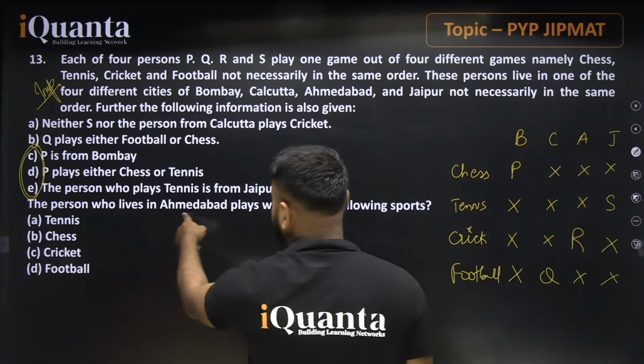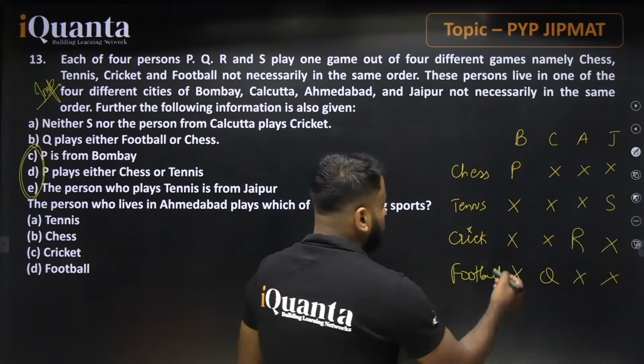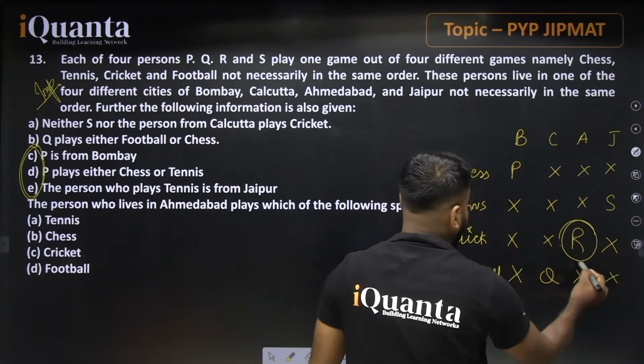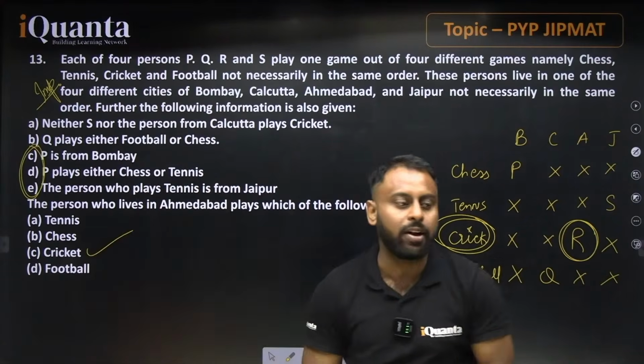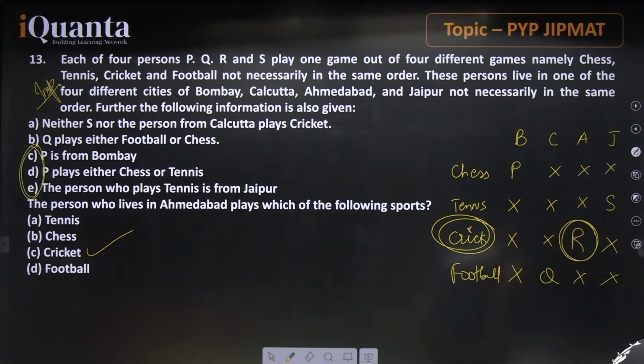So the person who lives in Ahmedabad plays which of the following sports? The person who is living in Ahmedabad is R and he is playing cricket. So cricket is the right answer. Option number C is the right one. So this is the puzzle based question.